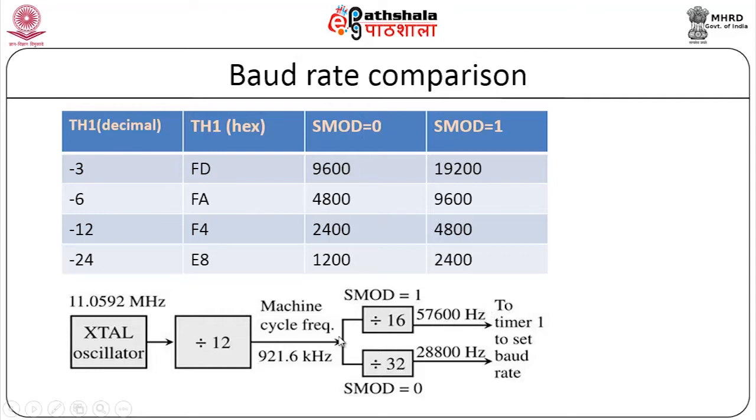So if I am setting SMOD as 1 and making TH1 become -3, then instead of 9,600, a 19,200 baud rate is maintained. If I put -24 with SMOD as 1, it makes 2,400. That means double the baud rate can be made by setting SMOD equal to 1, which can be achieved by setting up the PCON register with SMOD equal to 1.